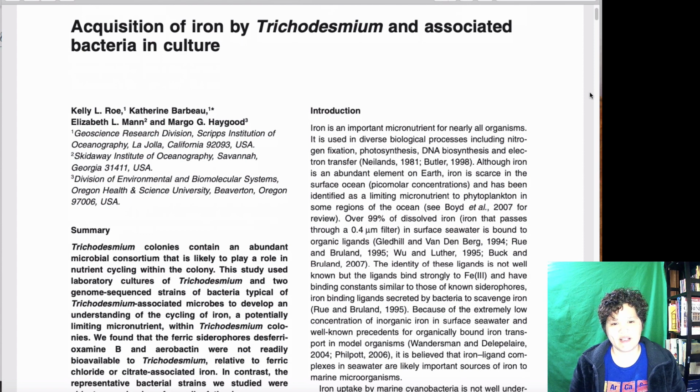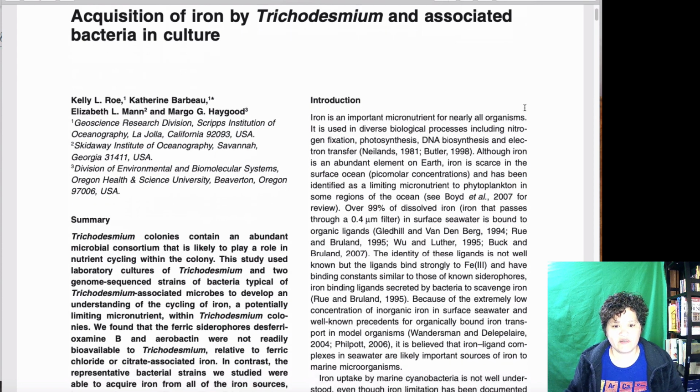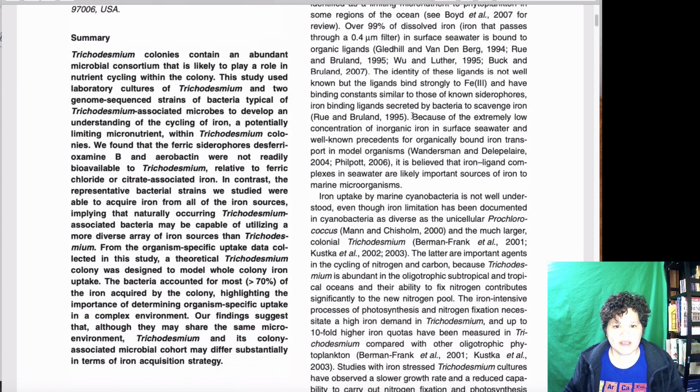Although iron is an abundant element on Earth, iron is scarce in the surface ocean and has been identified as a limiting micronutrient to phytoplankton. And here they cite a review paper which ties together all sorts of research papers into one concise summary. You can continue down, but let's just look at this last sentence. It says, because of the extremely low concentration of inorganic iron in surface seawater, it is believed that iron ligand complexes in seawater are likely important sources of iron to marine microorganisms.